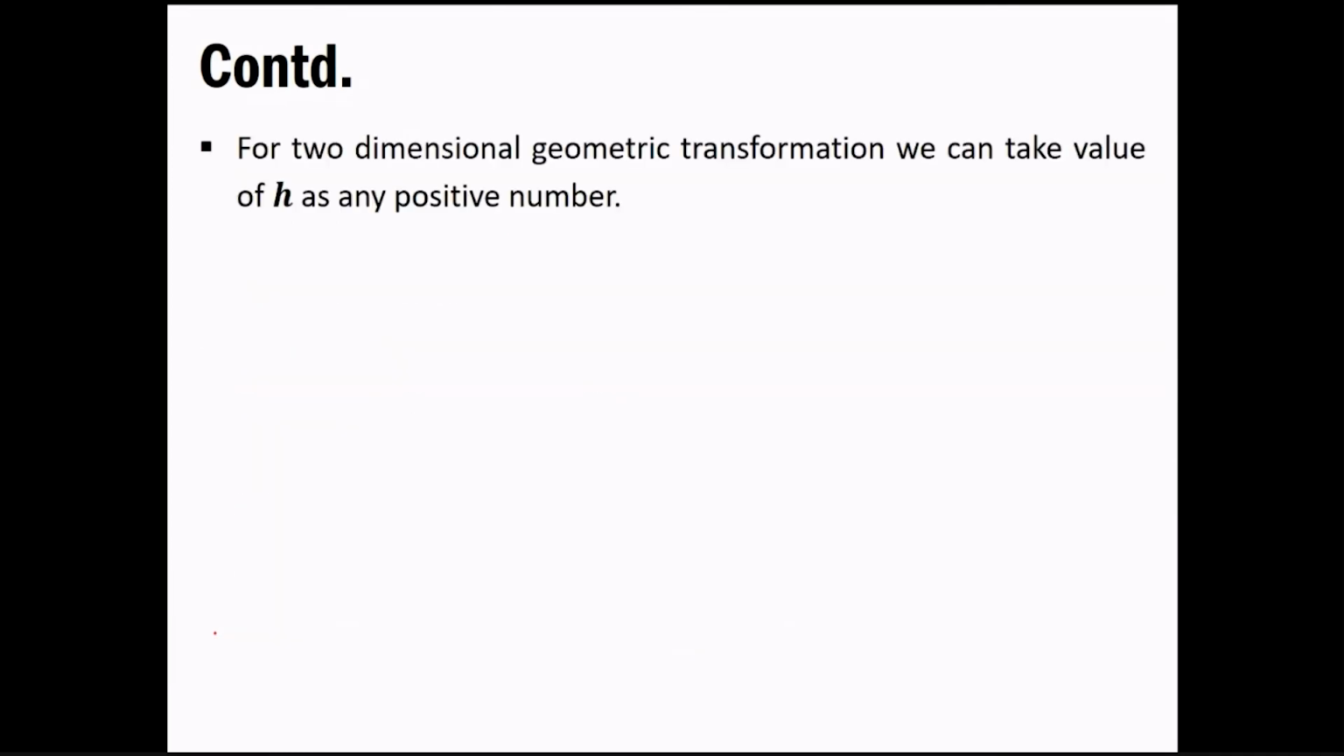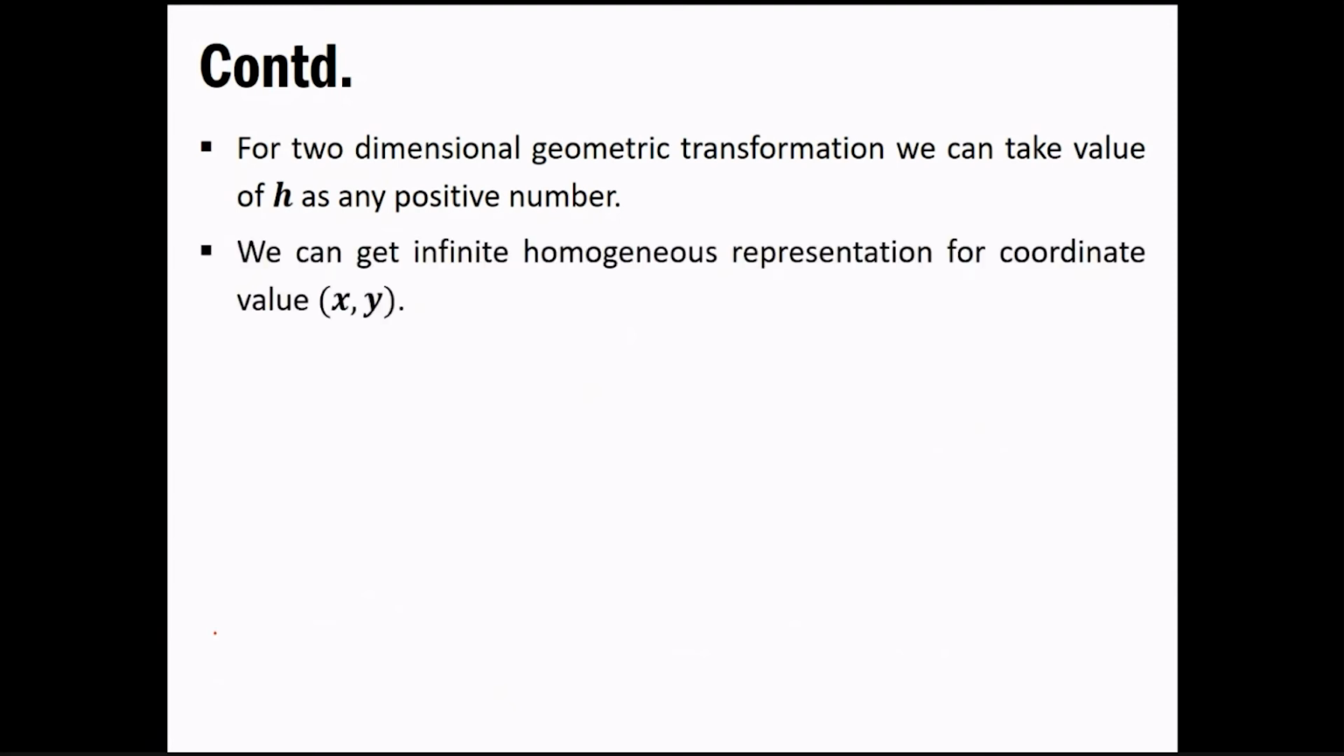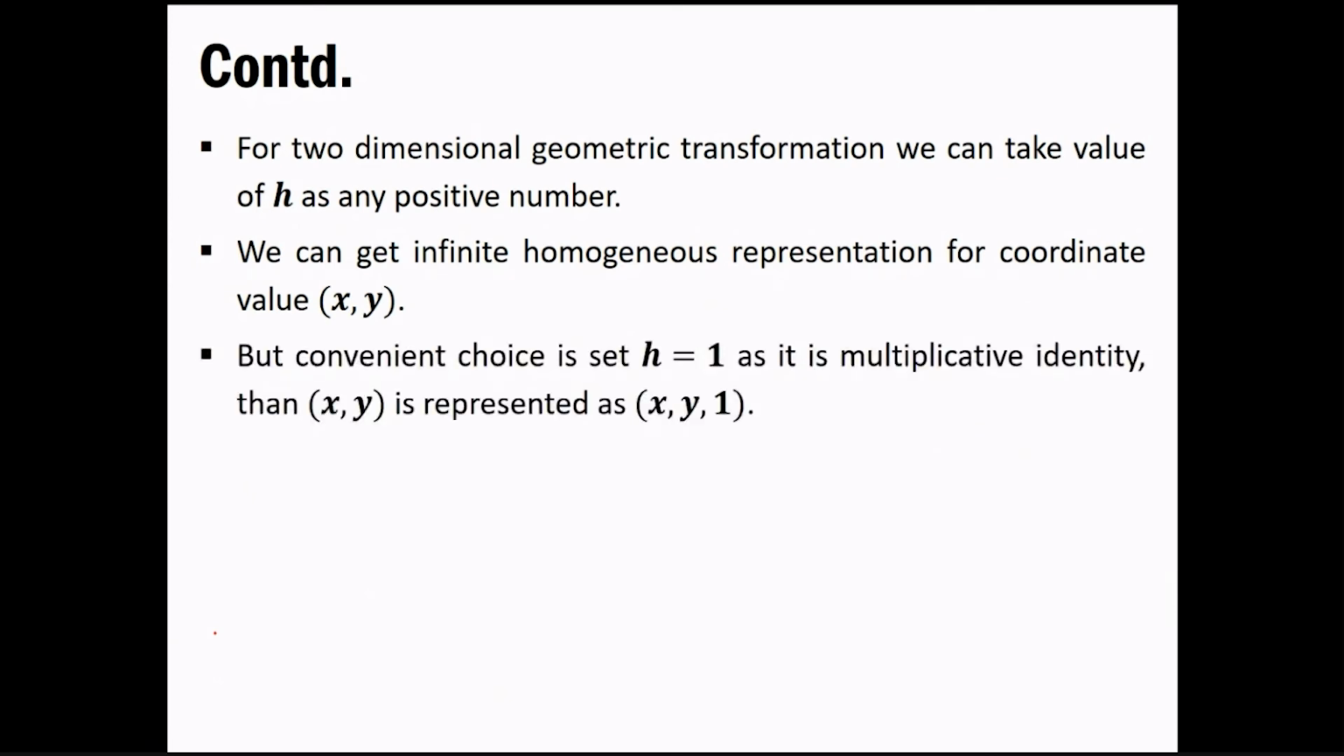Okay, now over here, for two-dimensional geometric transformation, we can take the value of h as any positive number. But now we need to keep it simple also. So what it says is that we can get infinite homogeneous representations for coordinate values. So to keep it simple, the convenient choice, generally what people do, what the author says, is we will set this h value, the homogeneous coordinate value, as 1, as it is the multiplicative identity. So whatever thing you multiply, you'll be getting the same value as it was.